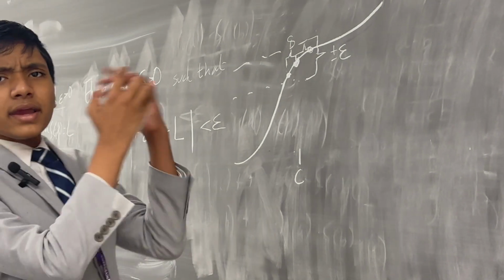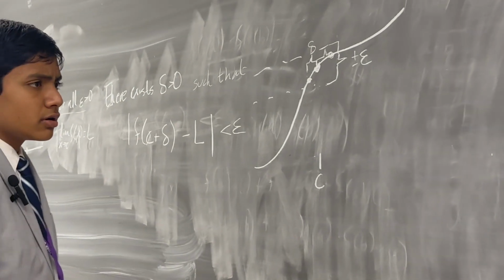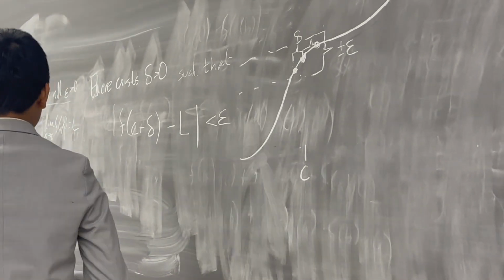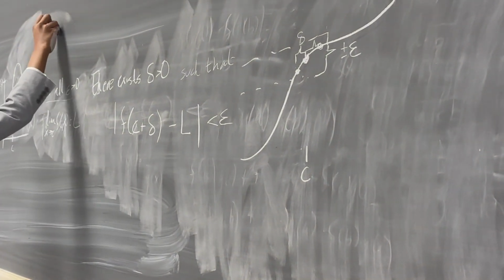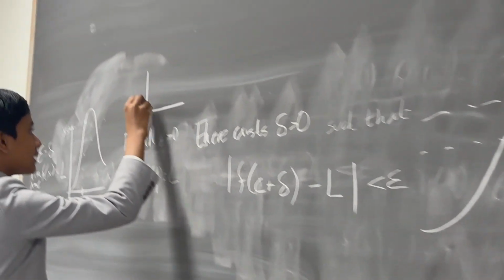Now, why can't epsilon be 0? Well, great question. That's because, what if there's a hole?